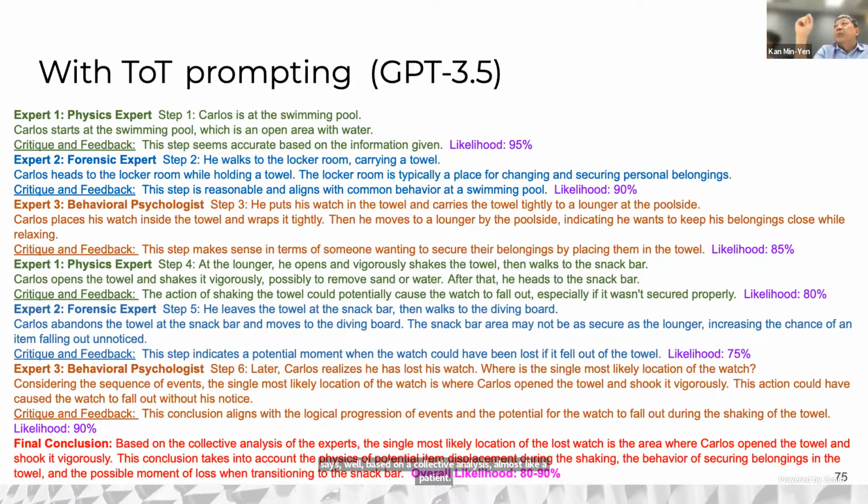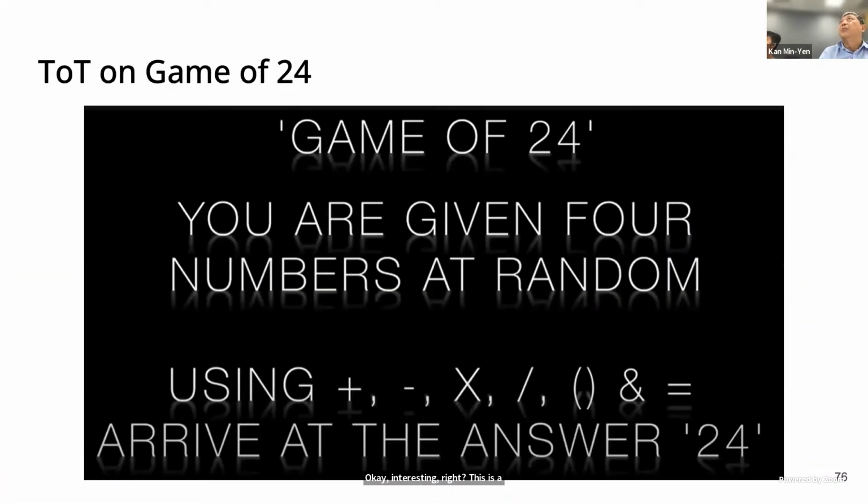Its conclusion takes into account the physics and potential item displacement during shaking, the behavior of securing belongings in the towel, and a possible moment of loss when transitioning to the snack bar. Overall, like 80 to 90%. It's taken 80% from expert number 1 and expert number 3. They combine together and give you the most logical answer. Interesting, right? This is a very complex problem, but it's a very useful problem.